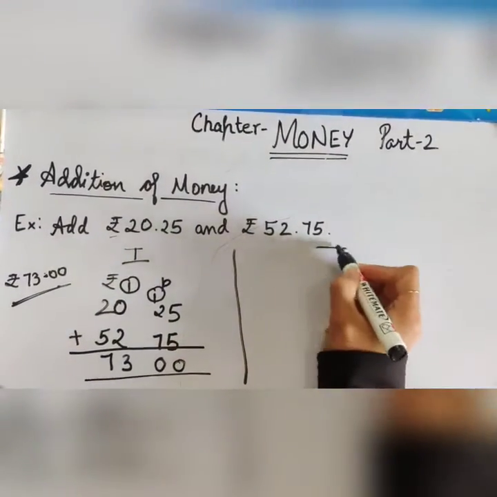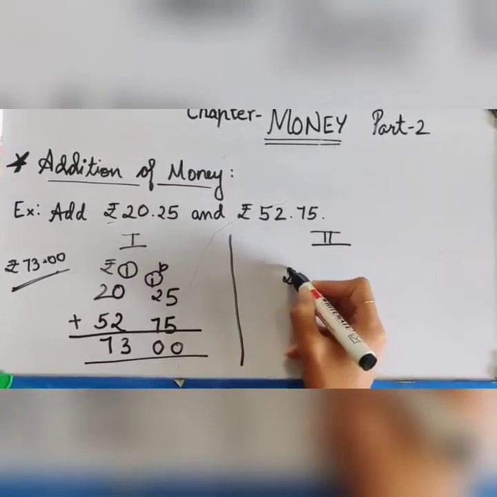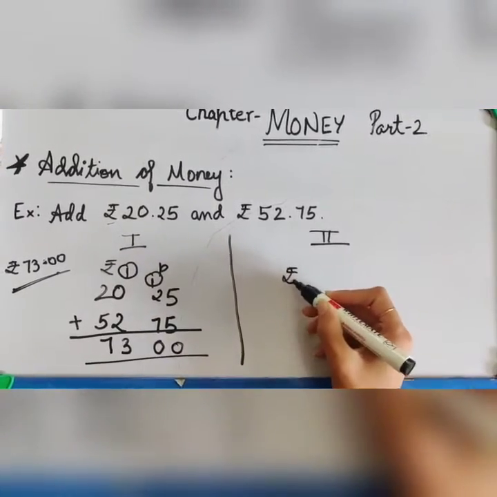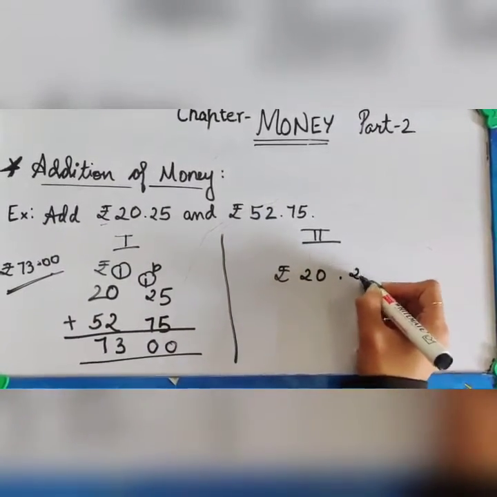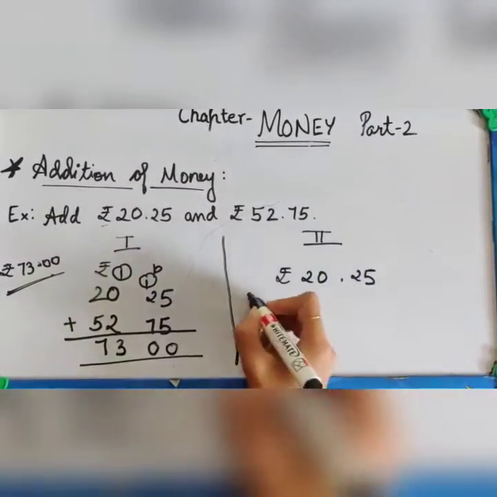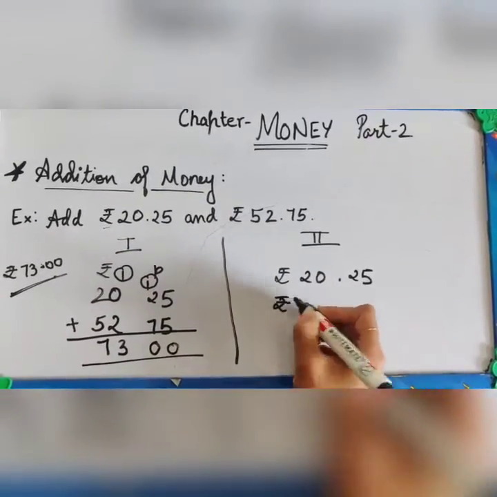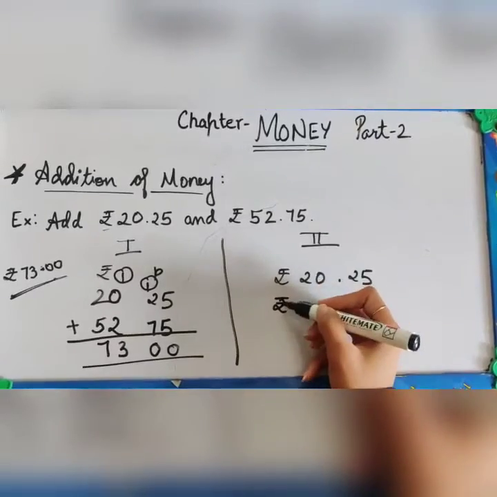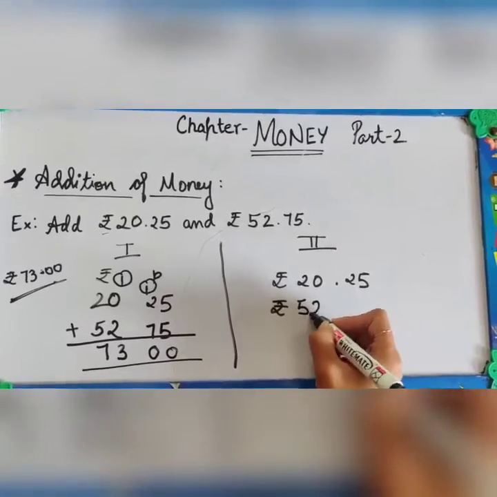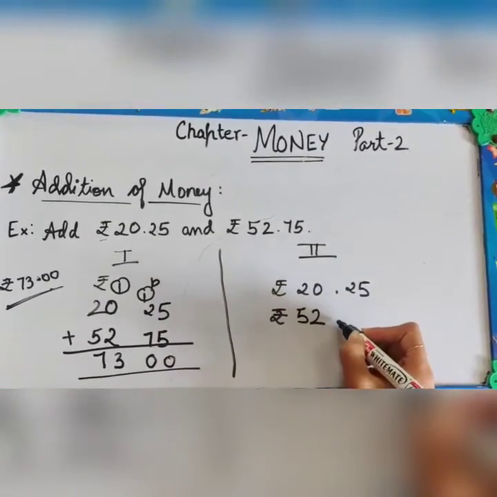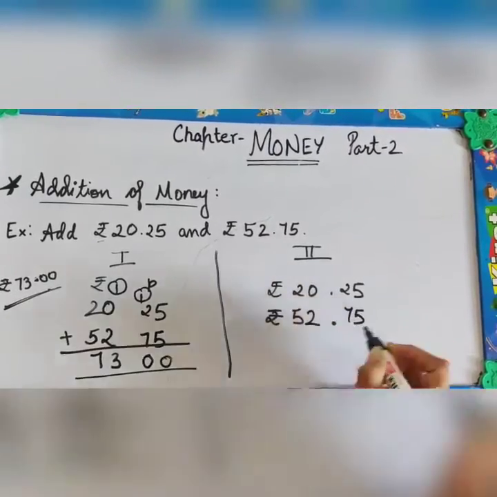Let us do the second method. In this we do not make columns, we simply write the numbers. Like first is rupees 20.25 paise. Below it we will write the second number. Remember, we write the numbers below each other, like we have put the sign below the first rupee sign. Then we will write here 52, and also remember that the dot should be below the first dot. Then we will write the amount of paise.